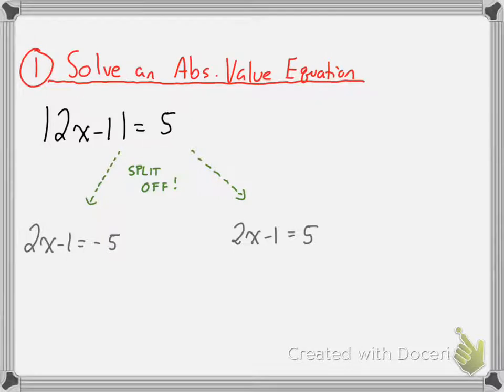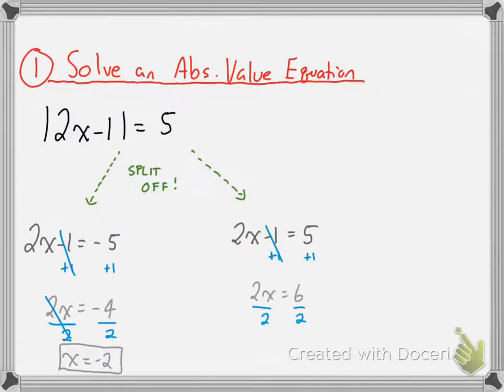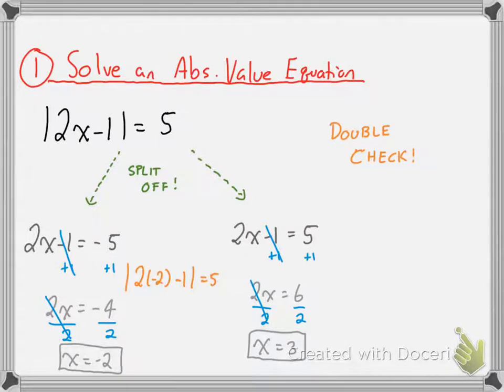From here, I'm going to combine like terms and solve for x as normal. So my first possible answer is x equals negative 2. And then for my positive solution, I get x equals 3. This might make a little more sense when we plug these values in to double check. If I want to check to see that negative 2 is a solution, I'm going to plug it in for x.